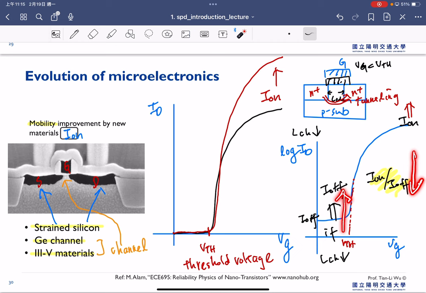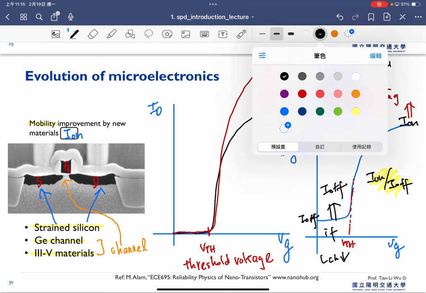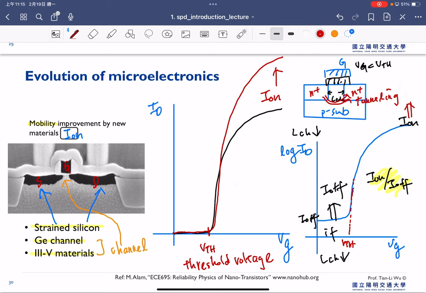issues. So in advanced generations of the transistor, our goal right now is to make this on-off ratio as large as possible. That's why we start to consider different architectures, because we want to reduce this issue.